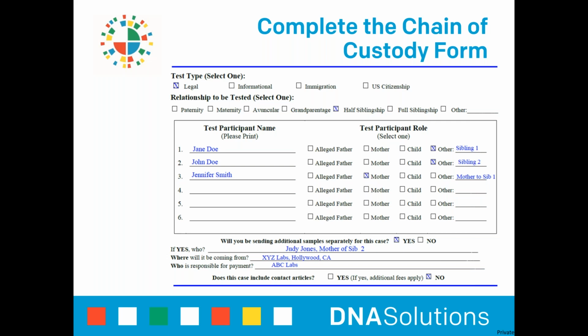Here you can see that Jennifer Smith is not just serving the role of mother, but she is specifically the mother of sibling 1, Jane Doe. This information is vital to ensure our lab staff sets up a family tree correctly to give an accurate analysis and result.